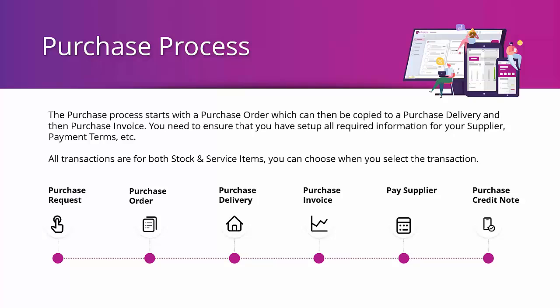Otherwise, you can go from purchase order or even purchase delivery. But everything, as you can see, the same as your sales, goes from one transaction to another. So I can bring a purchase request to purchase order to purchase delivery to purchase invoice. And ultimately, of course, get paid or pay the supplier. Obviously, the supplier would be very happy to get paid.